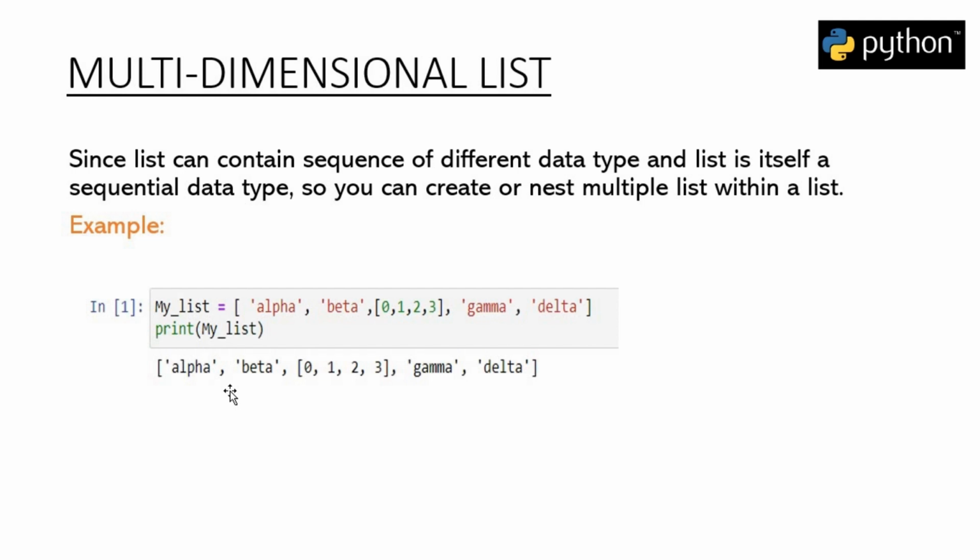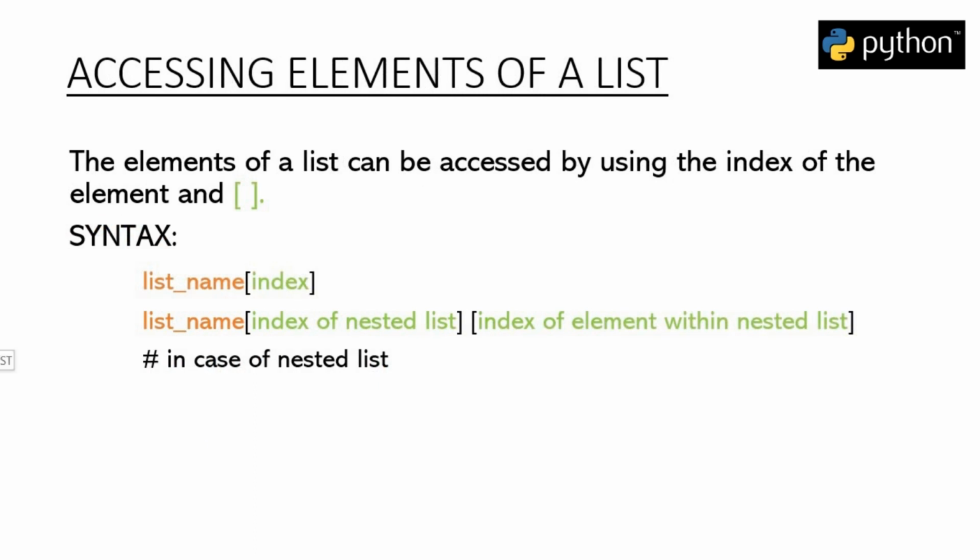And within the Greek alphabet, the third element, you can see, is a list which is holding numerical values. So as you can see, we have stored a list within a list itself. So Python allows us to store a multi-dimensional list. Now, how can we access different elements of the list?